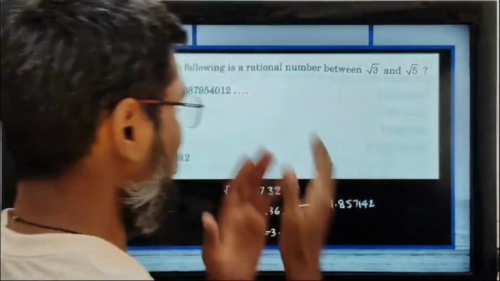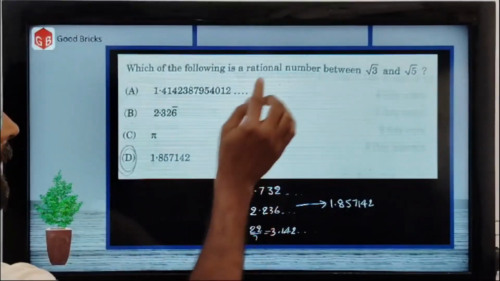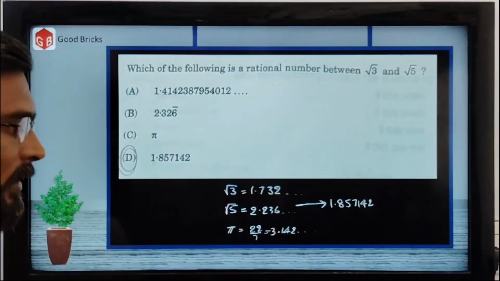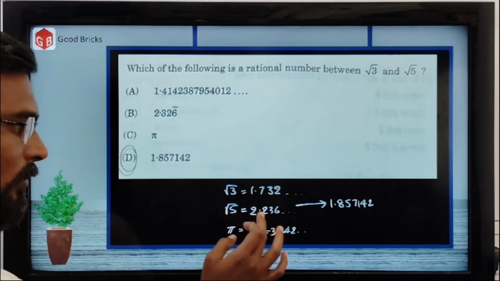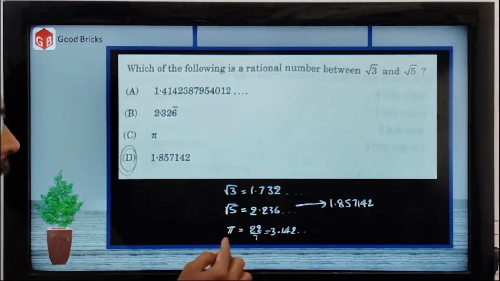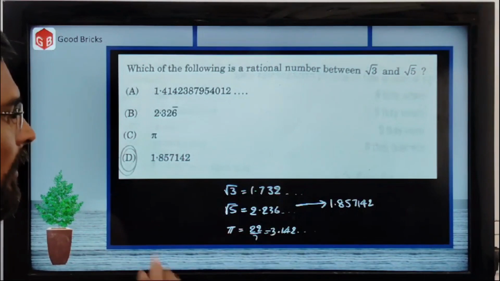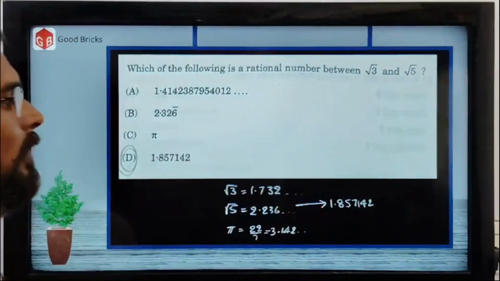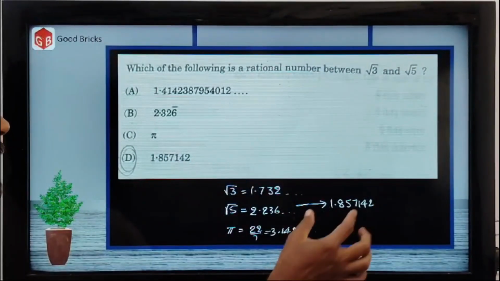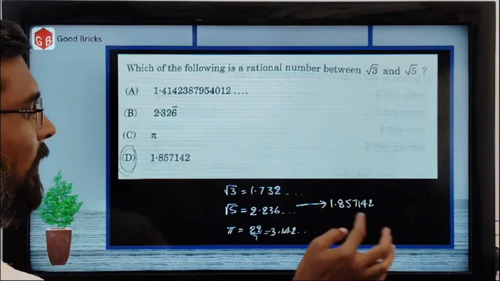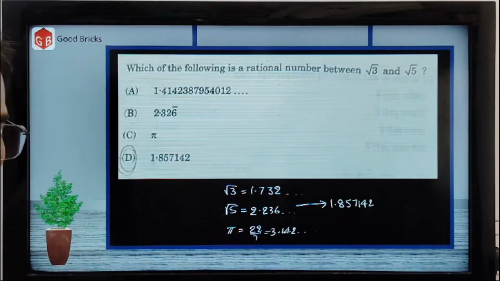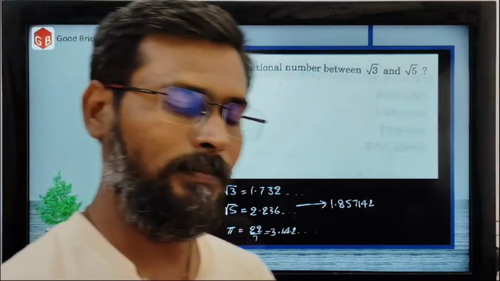Next, look at this question. We need to find the rational number between root 3 and root 5. Root 3 value 1.732, root 5 value 2.236, okay, and pi value is 3.142. Now we have to find the rational number between these two irrational numbers. So you can clearly see 1.85 is in between these two. It means we have to select option D for this question.